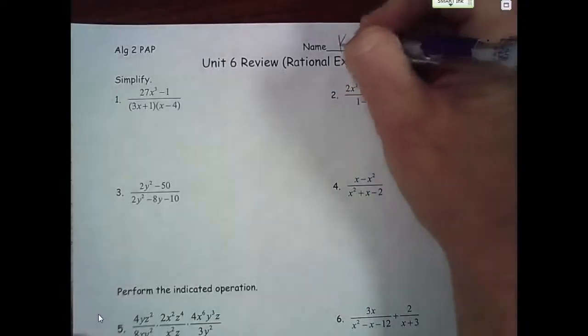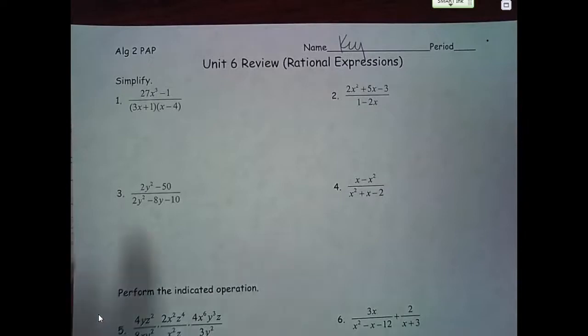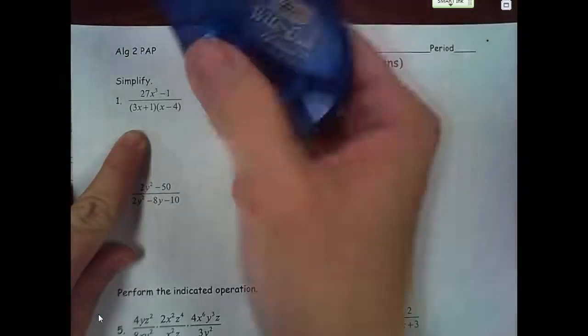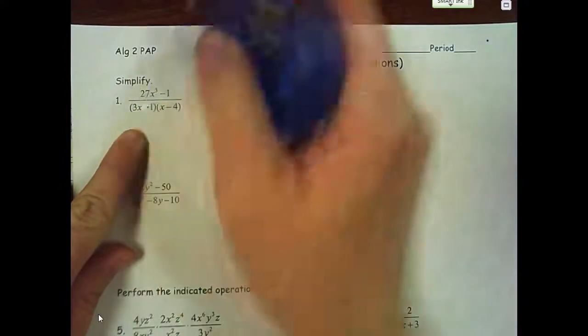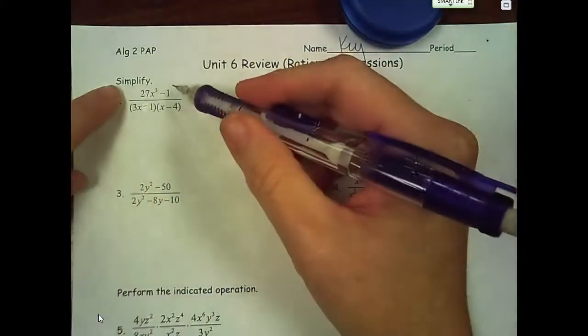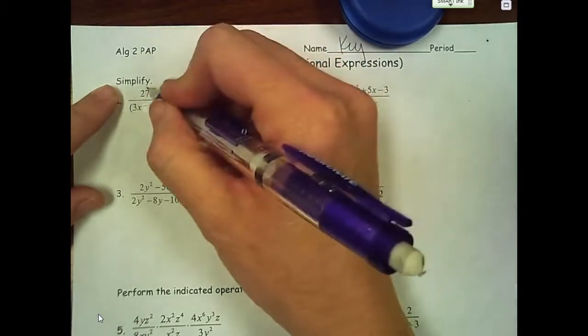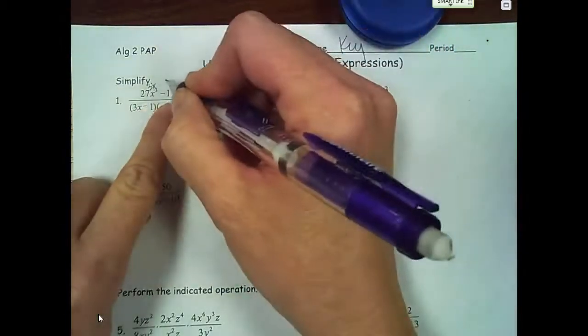Alright, so here's the worked out key for the Unit 6 review. First of all, there's a small typo on number 1. The plus right here should actually be a minus. So this should be a minus. Right, this is a difference of perfect cubes. So the cube root of 27 would be 3x, and the cube root here would be 1.